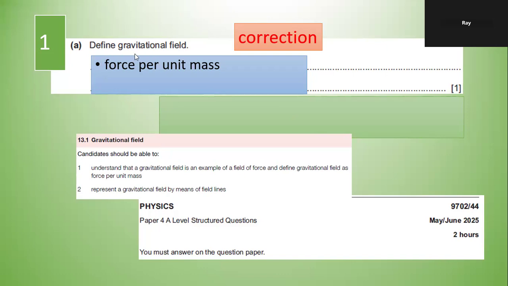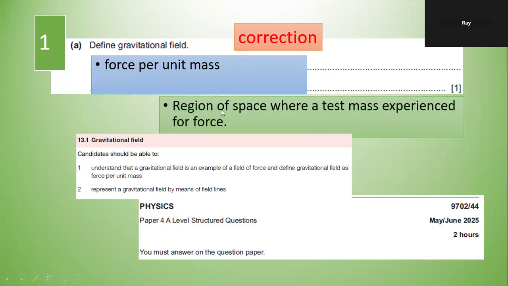Define gravitational field. Force per unit mass is correct. The older marking scheme, years ago, called it a region of space where a test mass experiences a force. But now they have changed already. So you must always go back to the syllabus. Define gravitational field, not gravitational field strength, as force per unit mass.